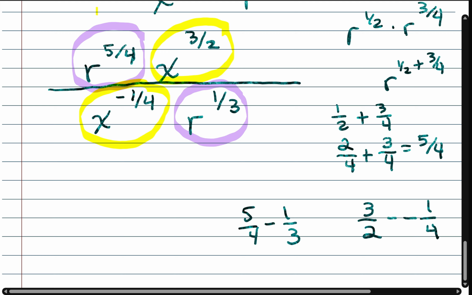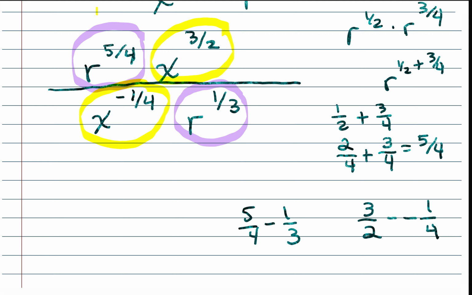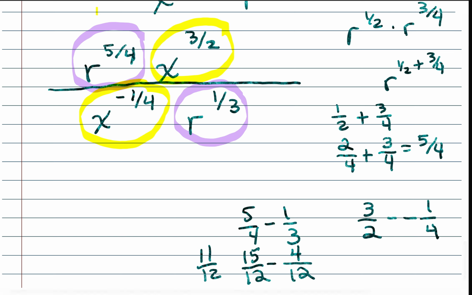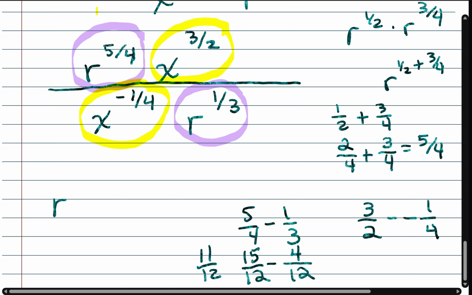So it's always top minus bottom. So in subtracting top minus bottom, we do 5/4 minus 1/3. We need to find the LCD of 4 and 3, which we know is 12. So 4 times 3 is 12, so we say 5 times 3 is 15. 3 times 4 is 12, so 1 times 4 is 4. 15 minus 4 is 11/12.